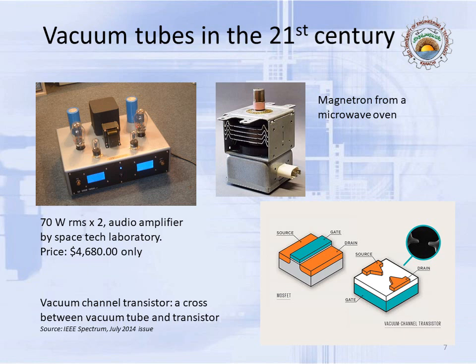And the vacuum channel transistor, that is a cross between vacuum tube and transistor. That is, if you see the MOSFET, there is a source, the drain, and on top of the region between the source and the drain is the gate where the channel is formed. The current flows from the drain to the source through that channel when a voltage is applied at the gate. However, here what happens is that the source and drain are far apart. What is in between? Yes, there is an insulator, a vacuum in between these two regions.